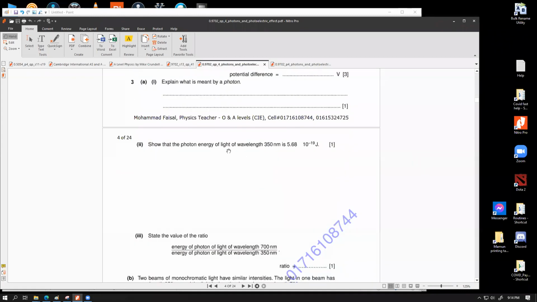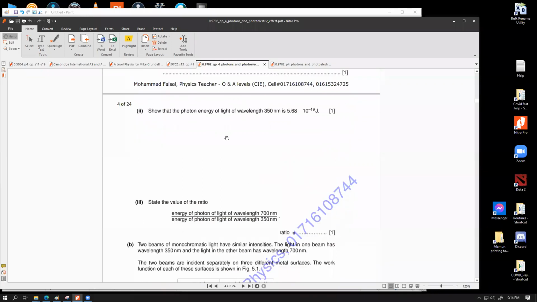Then it says show that the photon energy of light of this wavelength is this much. This is just the E equals to HF equation. You can find this out. State the value of the ratio of energy of photon of light of one wavelength divided by the other. This is just going to be 2. You're not even expected to do any calculation over here because E equals to HF. No, so this is going to be half.